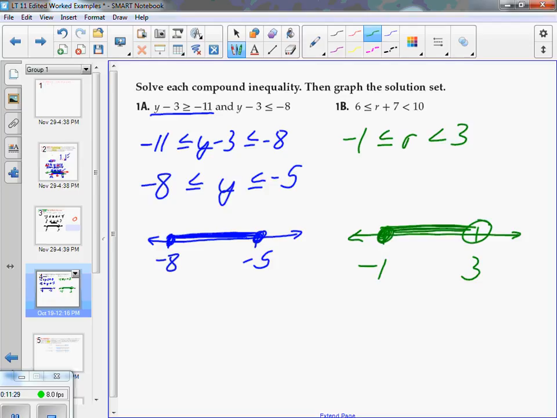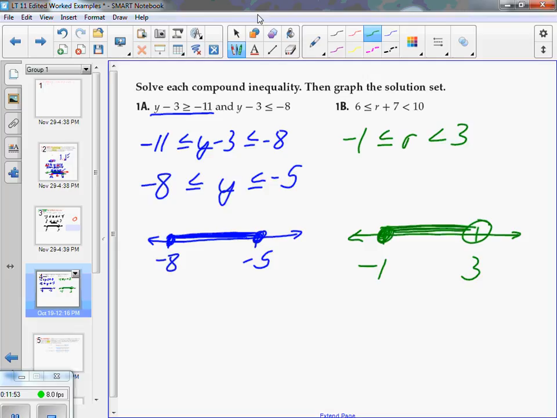Does your answer look like my answer? Good. Any questions? Now, if that were the only type of compound inequality, we'd work 15 of those. We'd get really good at them. It's not the only type of compound inequality.